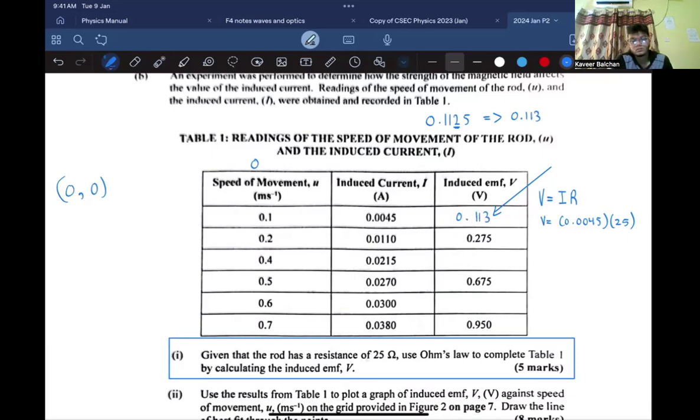Ocean, are you good with that? Yes or no? Yes, sir. Okay. So Ocean, since we did this row, I would like you to do the other row. Figure out the voltage for this row. And Jaden, I'd like you to figure out the voltage for this row.